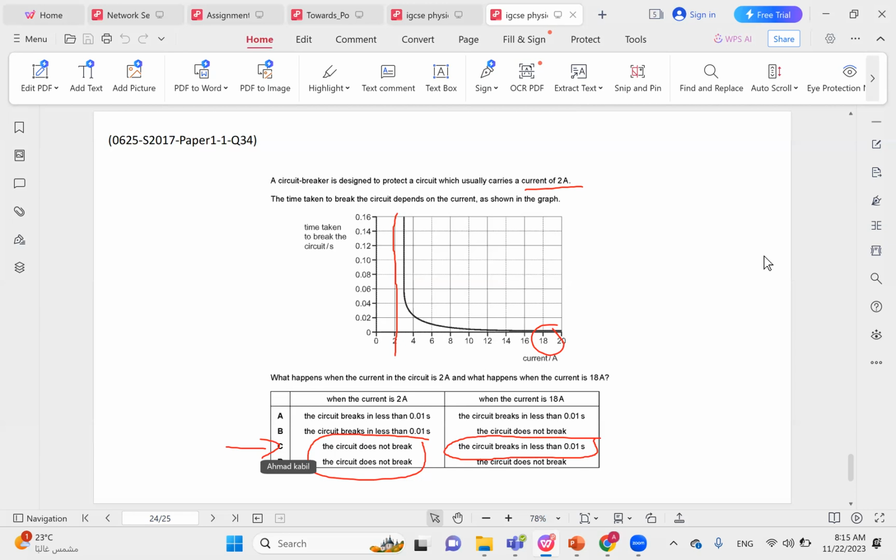But in case of a very large current, we want the circuit to break quickly to protect us from overheating of wires. So the correct choice here would be choice C.